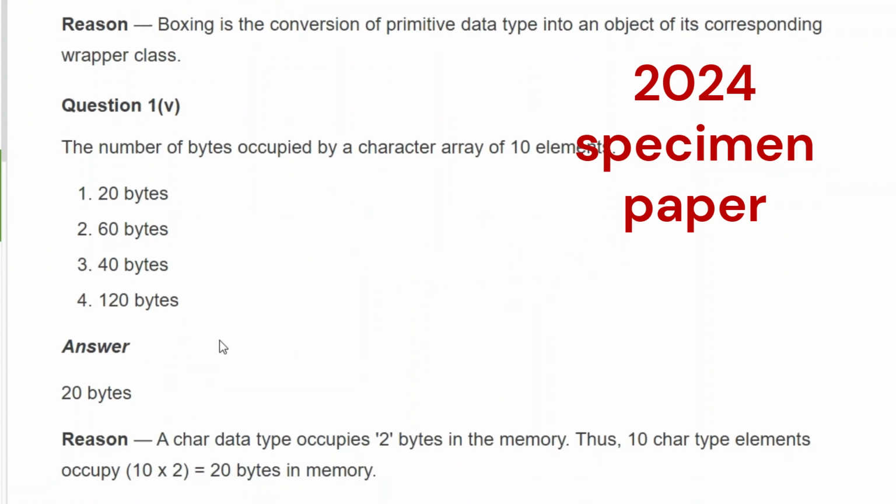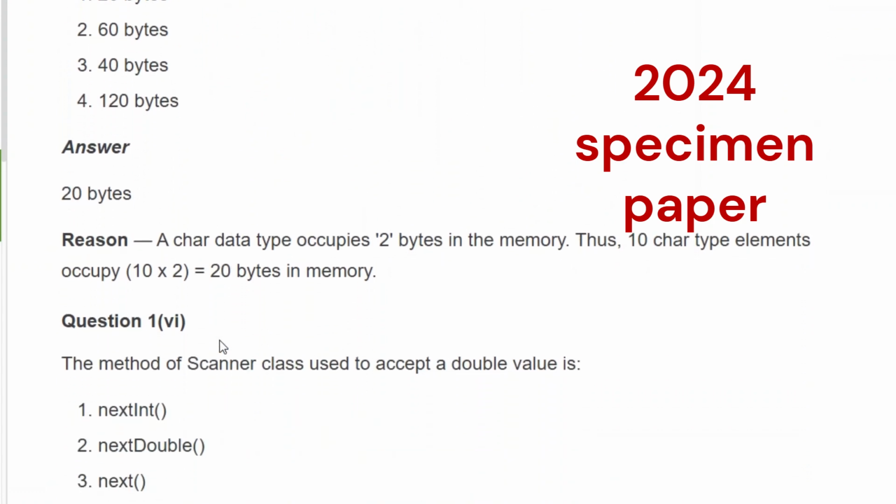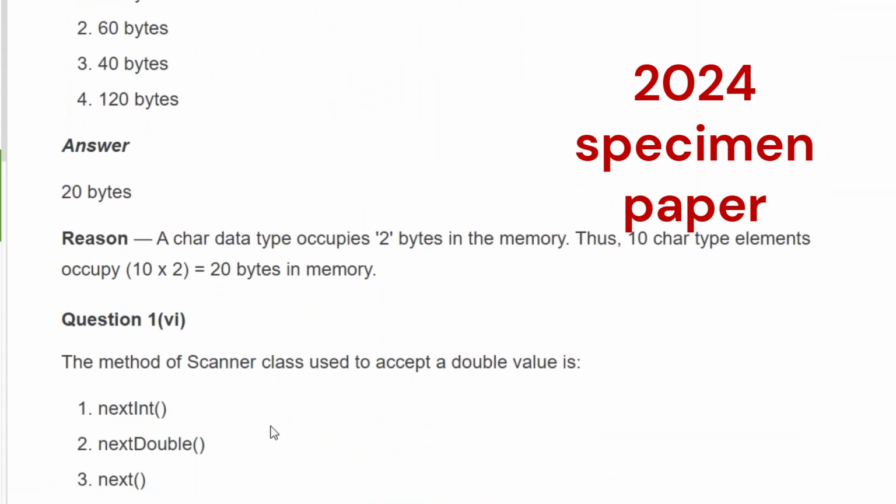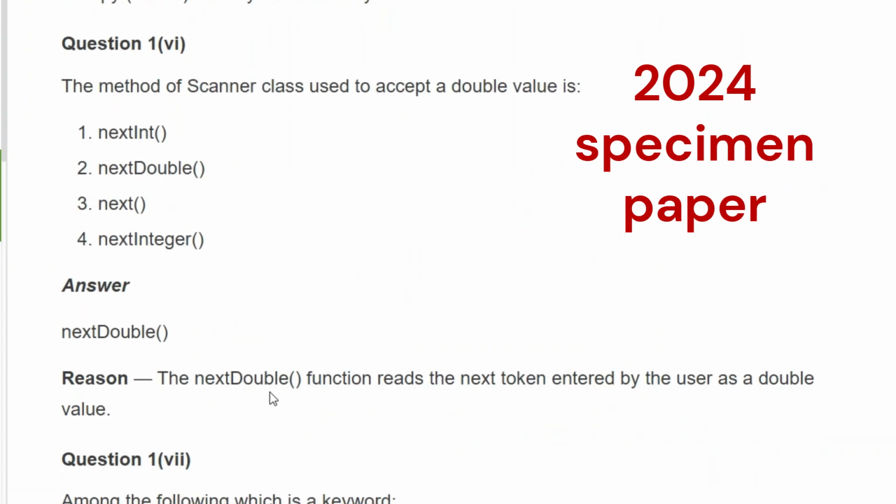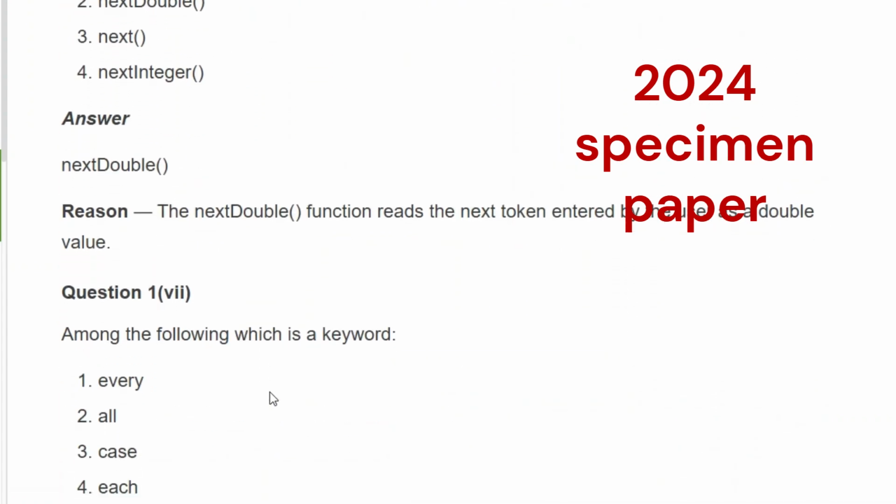The method of the Scanner class used to accept a double value is nextDouble. To accept an integer value it is nextInt. And next is for a string without space, and nextLine is for a string with space. Among the following, which is a keyword? Every, all, case, each. Case, as in switch case. Case is a keyword.